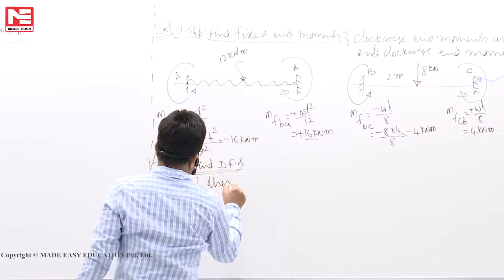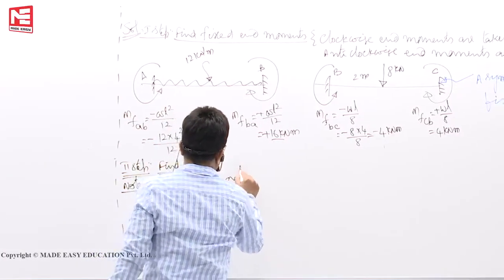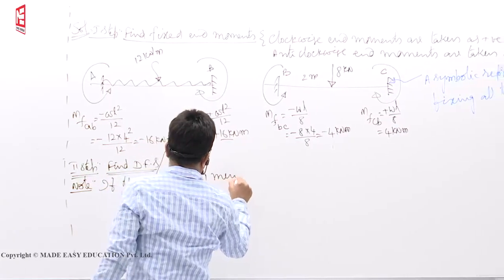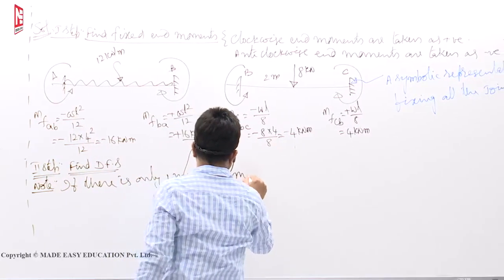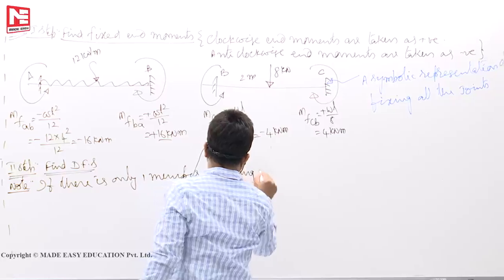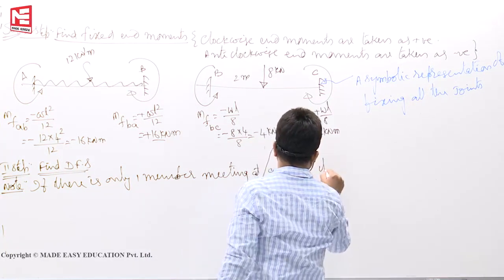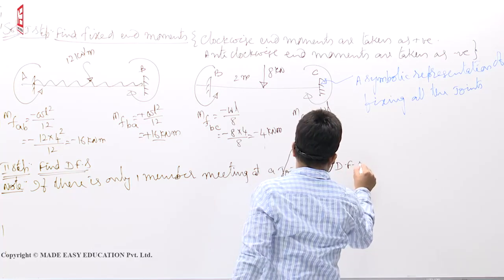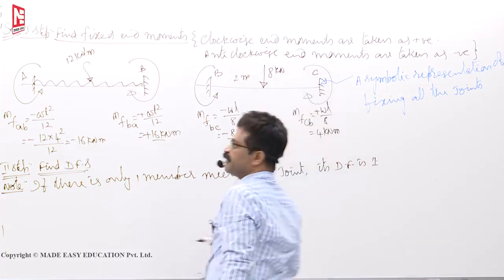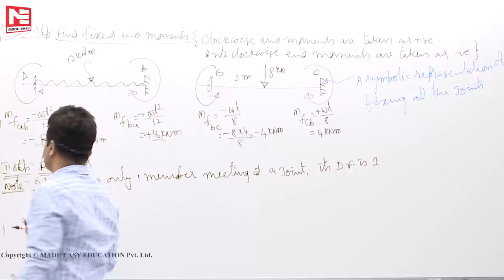This is the point. If there is only one member meeting at a joint, its distribution factor is 1. But otherwise, you have to find the distribution factors.